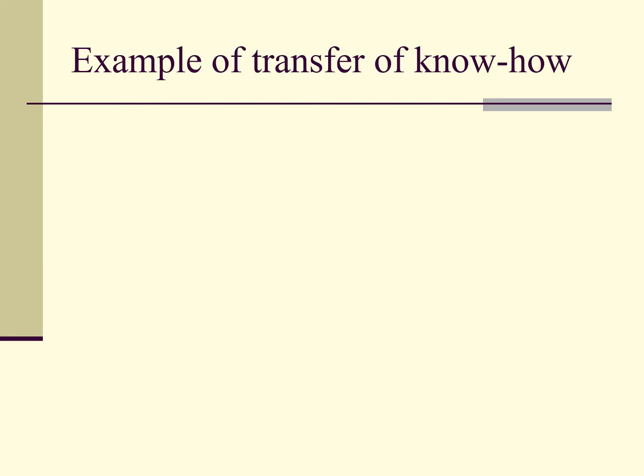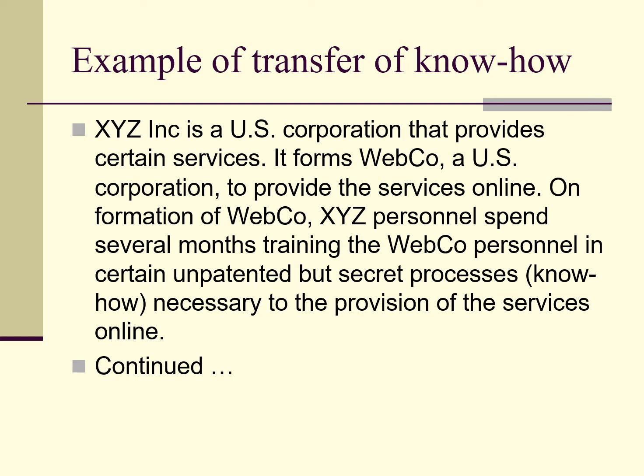Here's an example of the transfer of know-how under an exclusive license. XYZ Inc. is a U.S. corporation that provides certain services. It forms Webco, a U.S. corporation, to provide the services online. On formation of Webco, XYZ personnel spend several months training the Webco personnel in certain unpatented but secret processes, know-how, necessary to the provision of the services online.